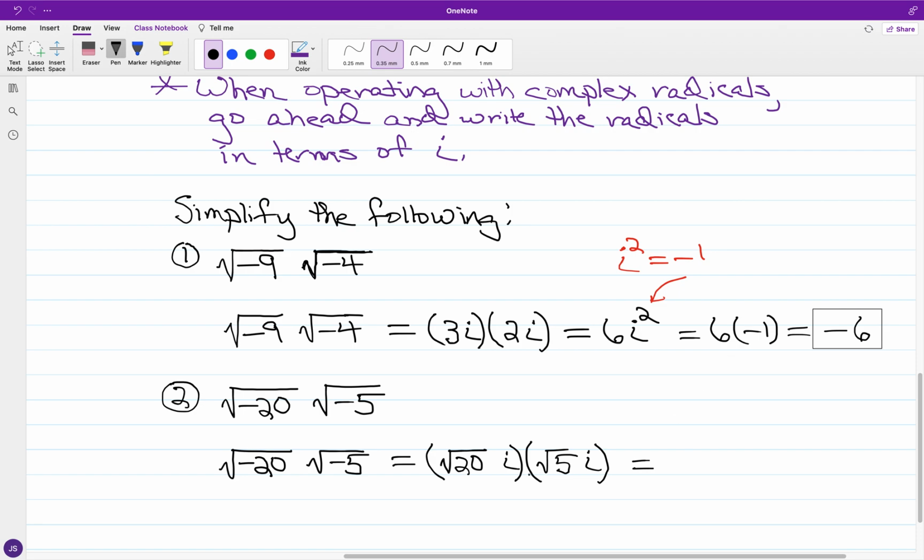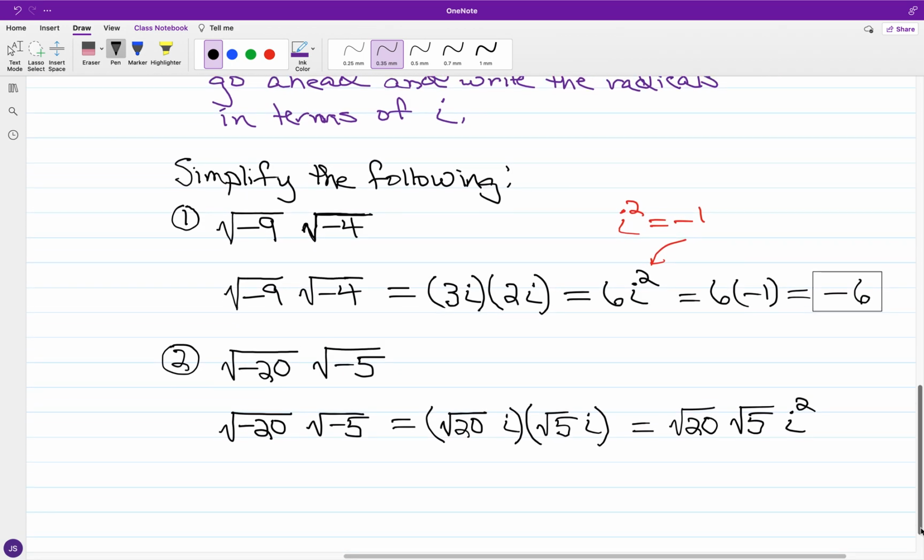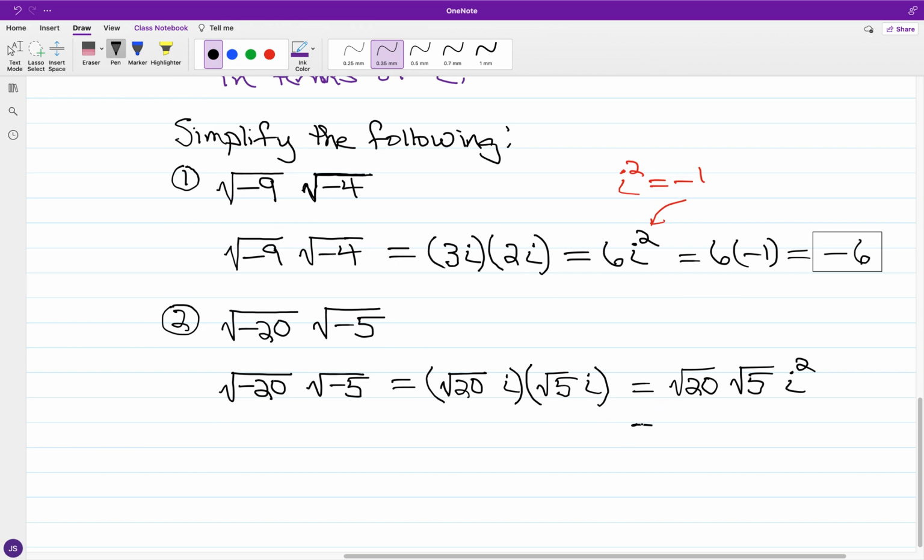And what I'll do here is multiply the radical terms together. We don't have any negatives inside. Again, anytime you have negatives, go ahead and extract the letter i. So putting the radicals, you have the square root of 20 times the square root of 5, and i times i becomes i squared. Now we have the square root of 20 times the square root of 5. Both of these are positive, and I can just cluster together 20 and 5. 20 times 5 becomes 100.